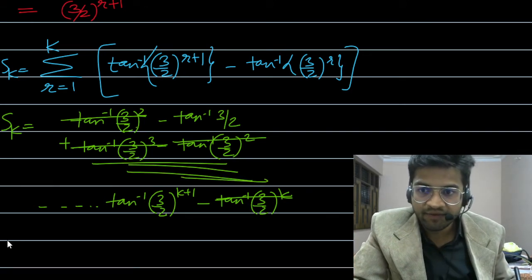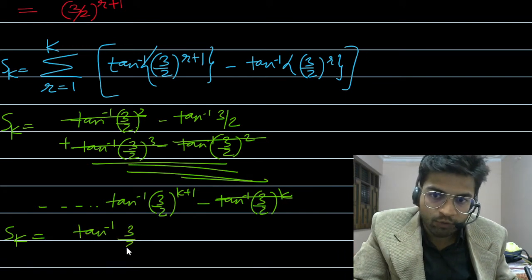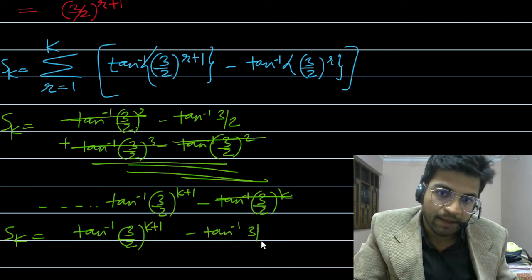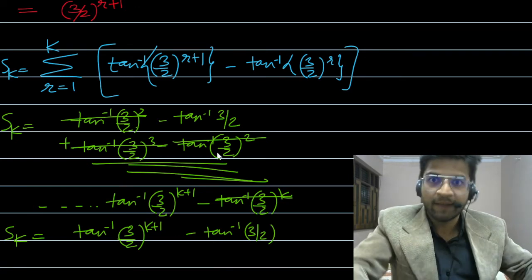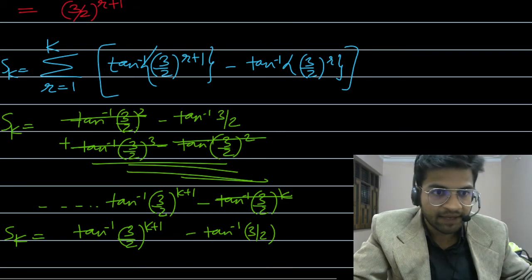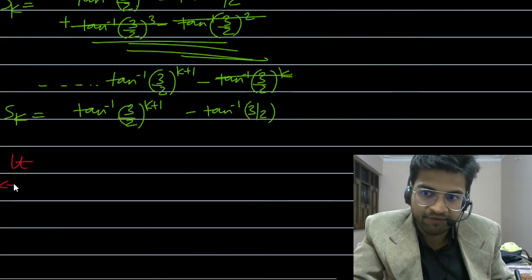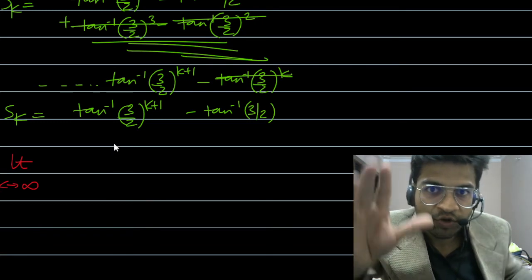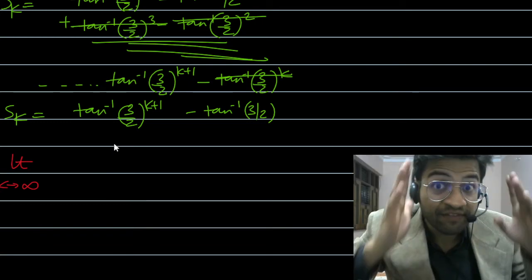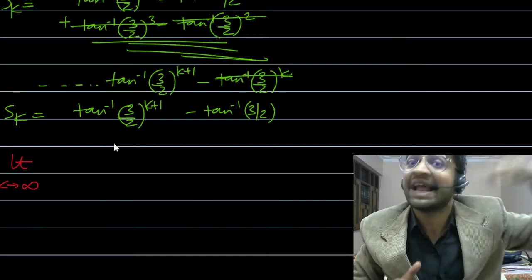So finally we will have S_k is equal to tan inverse of 3 by 2 to the power k plus 1 minus tan inverse of 3 by 2. But our job is still not done for the final answer. Now we will apply the limit, k approaches infinity. So limit k approaches infinity, tan inverse, you have 3 by 2, that is greater than 1. Anything greater than 1, if raised to the power infinity, will tend to infinity.